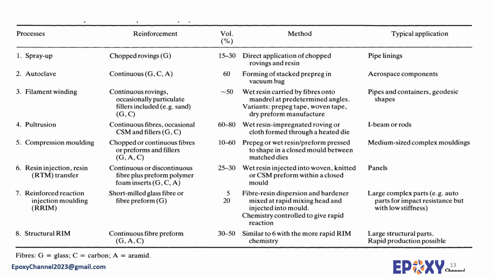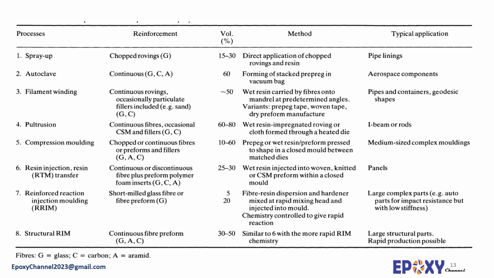Filament winding can be used by the incorporation of continuous roving of glass or carbon fiber. And in this process, resin is carried by the fibers onto the mandrel. This method is used to manufacture pipes and containers.